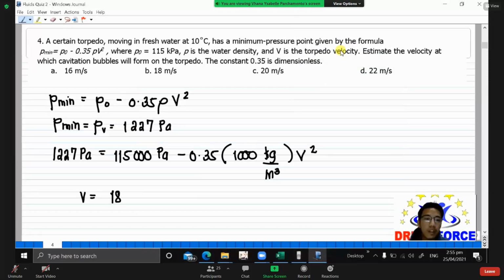Okay, we have 18.03 meters per second. So that is nearest to letter B. So again, sa number 4 natin, hindi binigay yung ating vapor pressure. So dapat meron siyang vapor pressure dyan. Okay, next number.